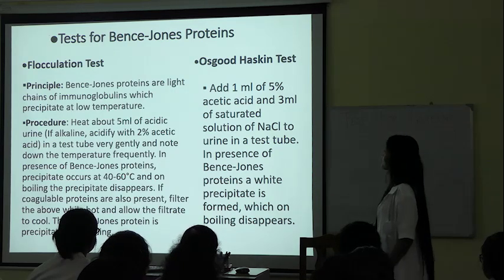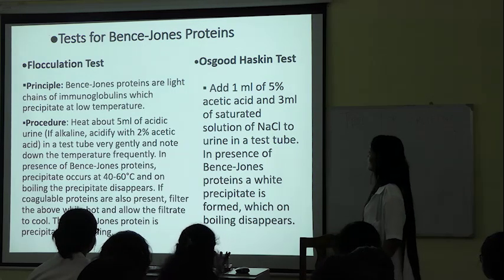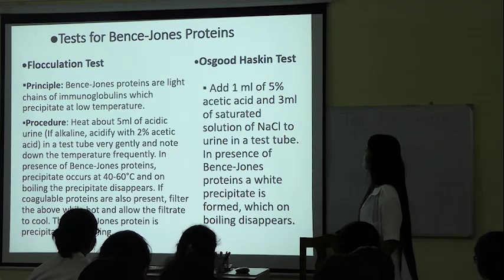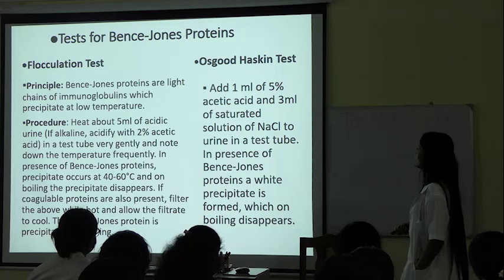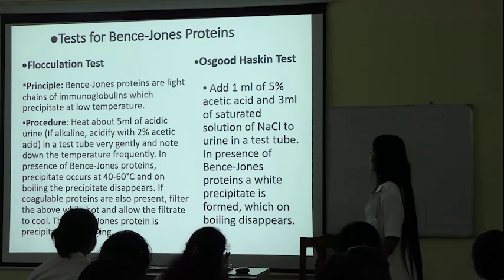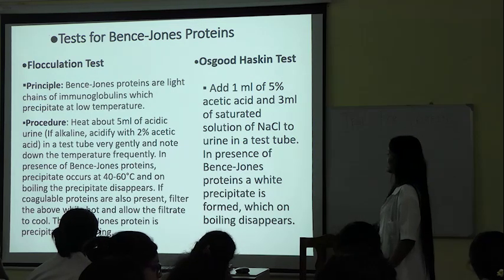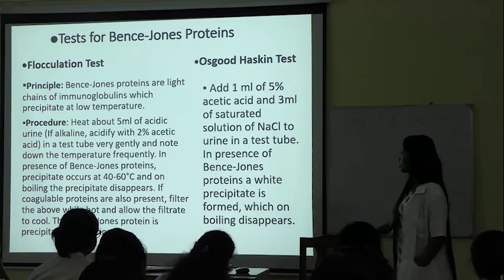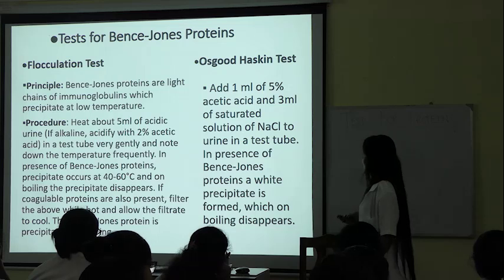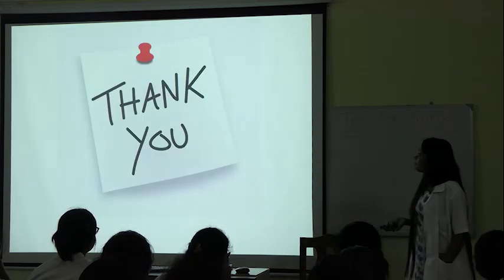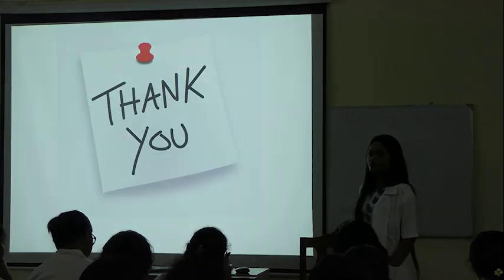Another test is the Osgood-Haskins test. Add 1 ml of 5% acetic acid and 3 ml of saturated solution of NaCl to urine in a test tube. In presence of Bence-Jones proteins, a white precipitate is formed which on boiling disappears. So here we completed the part on protein presence in the urine.